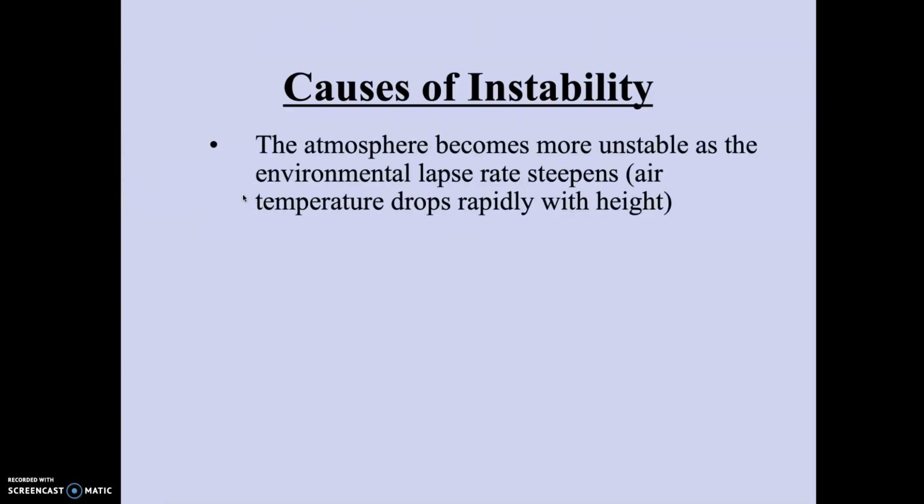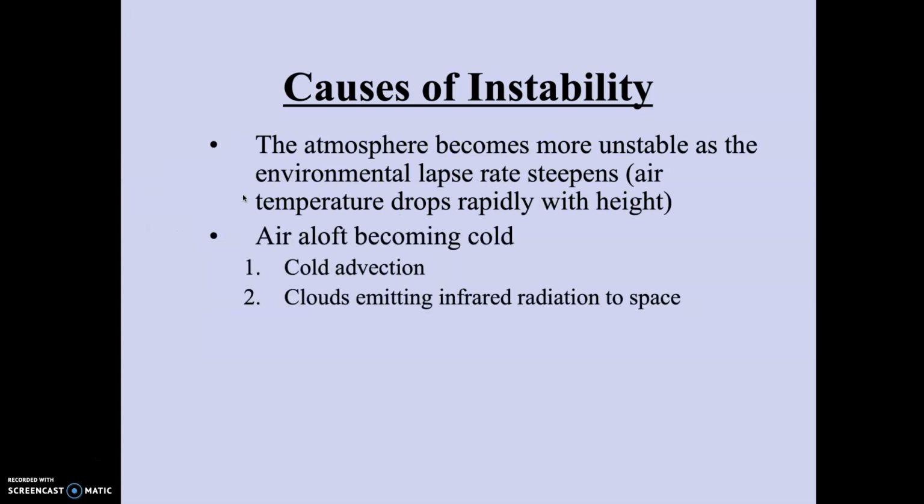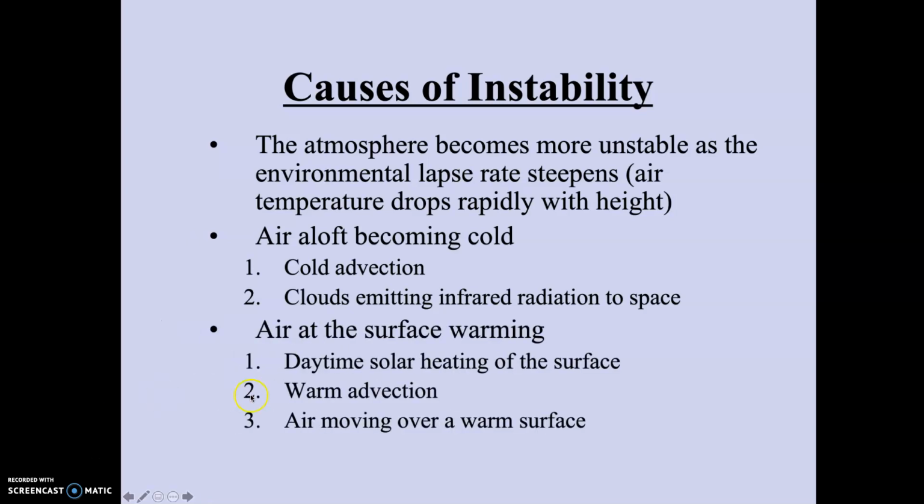So causes of these unstable layers of the atmosphere: basically air aloft becoming cold, cold air advection aloft, clouds emitting infrared radiation to space. This causes instability. You can also have surface warming. This is a big part of why surface warming can cause thunderstorms. Daytime solar heating, warm air advection, basically all this warms up a low level of the atmosphere, building up energy, making air want to rise.